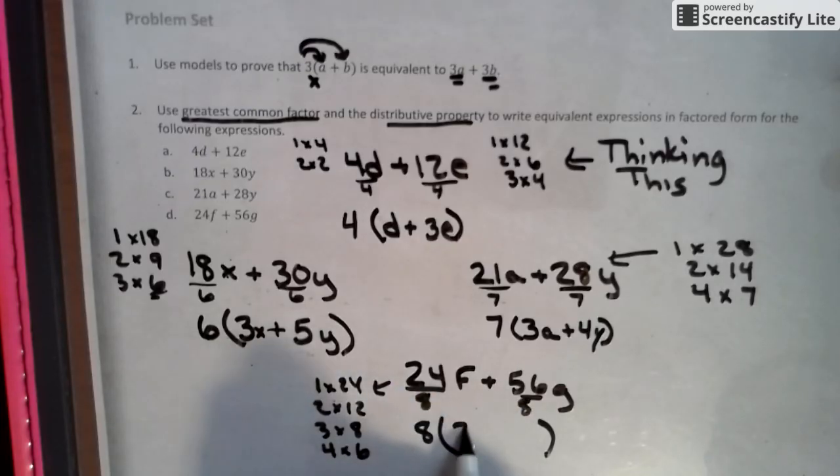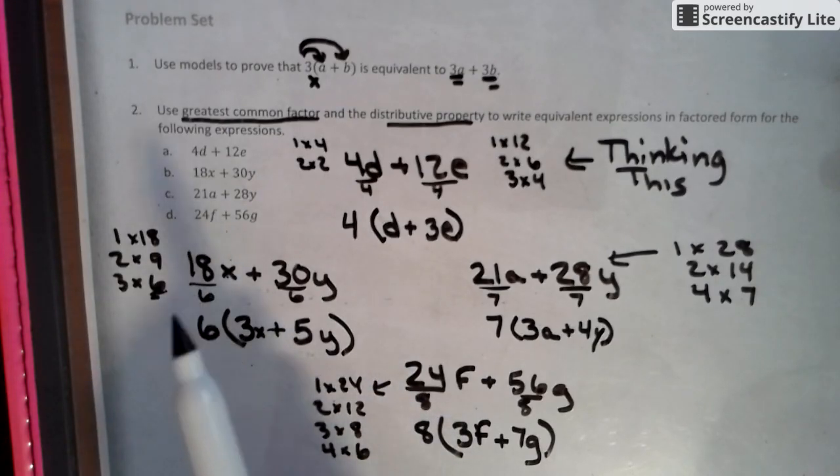8 goes into 24 3 times, letter F, plus 7G. Now, I only put the 8 underneath it just so I can do the division. Because remember, this little bar underneath it just means 24 divided by 8. So that's why I put them all in there like that. So this is what you're doing.